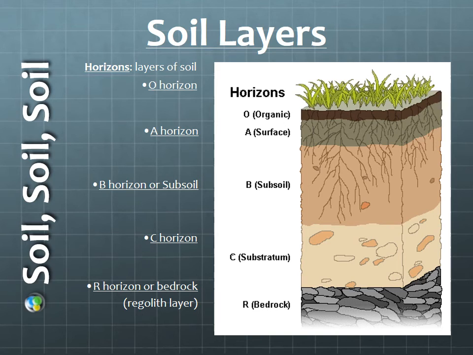And the next one is called the C horizon. This is mostly just large pieces of weathered rock, but it's high in minerals. And the last one is called the R horizon, or bedrock, and that R stands for the regolith layer. The bedrock is what we call parent material, or the beginnings of where all rock or soil come from.